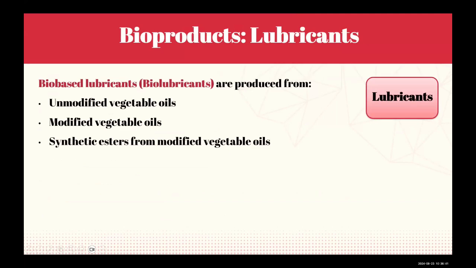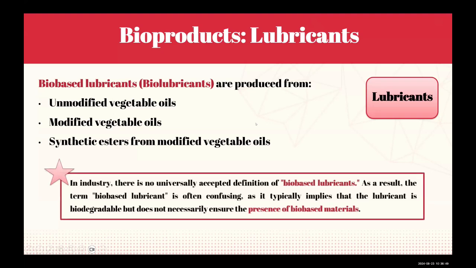Bio-based lubricants, often referred to as biolubricants, are produced from various vegetable oils. These include unmodified vegetable oils. These are oils used in their natural state without any chemical alteration. We also have modified vegetable oils, where these oils undergo chemical modification to enhance their performance in specific applications. Then we also have synthetic esters from modified vegetable oils.